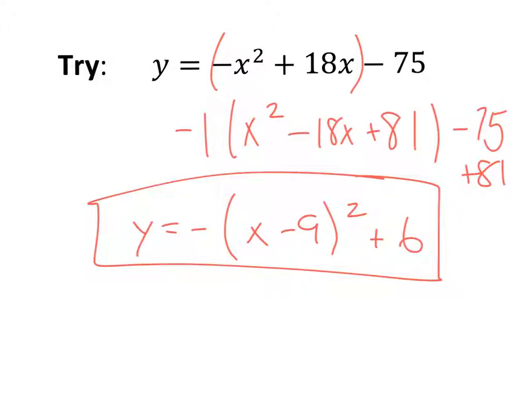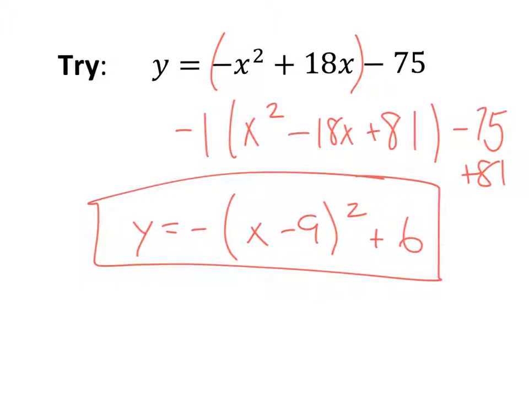Negative 9 times negative 9 is 81. Now that's not actually 81, it's 81 times negative 1, so it's actually negative 81, which means you have to add 81 out here. It's a perfect square trinomial. What number multiplies to be 81 and adds to be negative 18 is negative 9 and negative 9. So we write x minus 9. And then negative 75 plus 81 is 6.